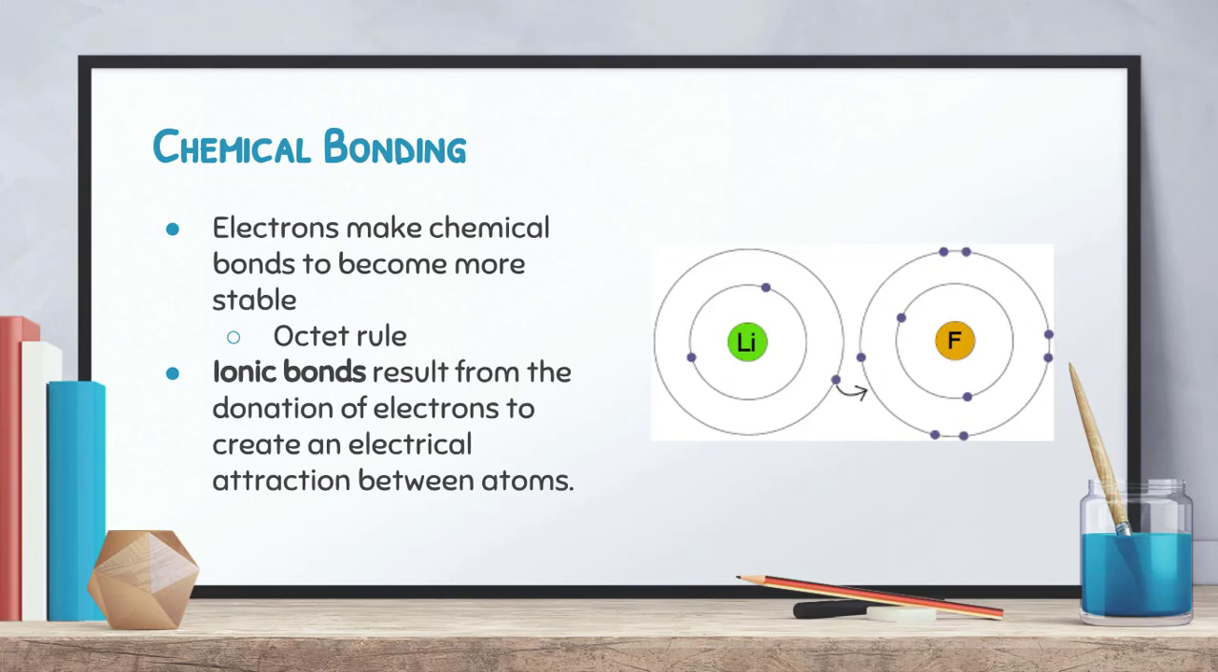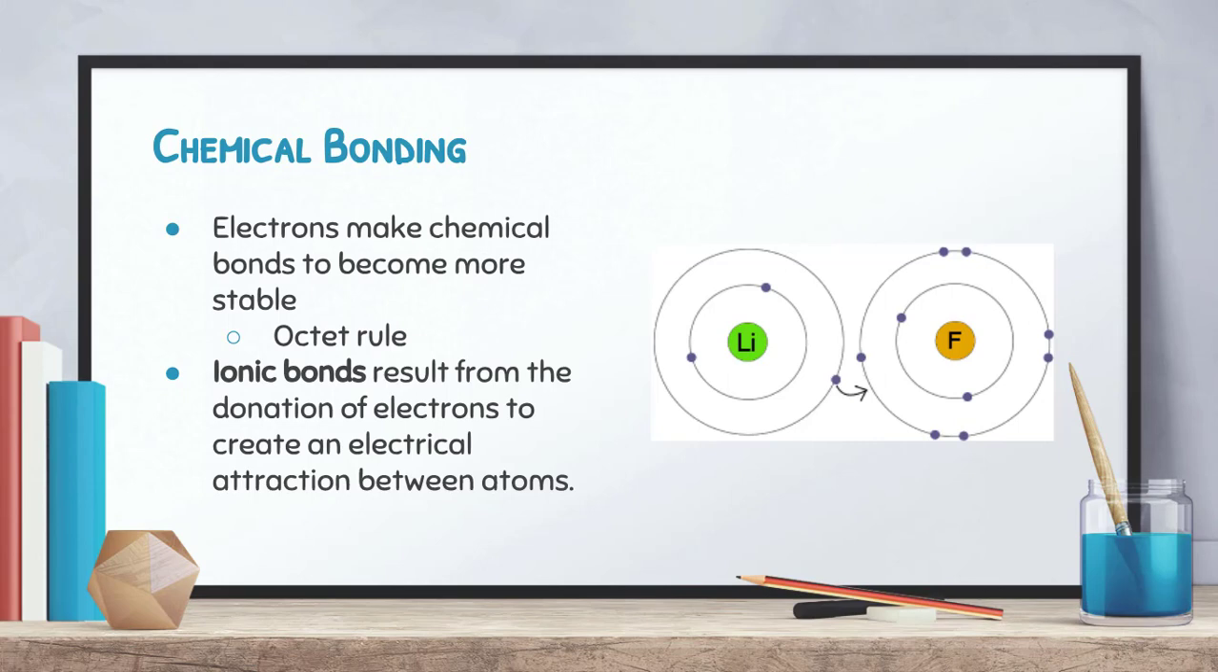There are 2 different types of chemical bonds we're going to focus on in this class. The first is known as an ionic bond, and that results from the donation of electrons to create an electrical attraction between atoms. So for example here, we have lithium, which has 1 valence electron in its outer shell. Fluorine, if you count them up, has 7 in its outermost shell. Well, in order to satisfy the octet rule for fluorine, lithium can donate that electron to fluorine, and as a result that forms a chemical bond between lithium and fluorine, which results in a compound known as lithium fluoride. So those are chemically bonded together due to the fact that the lithium ionically bonded with the fluorine by donating that electron.